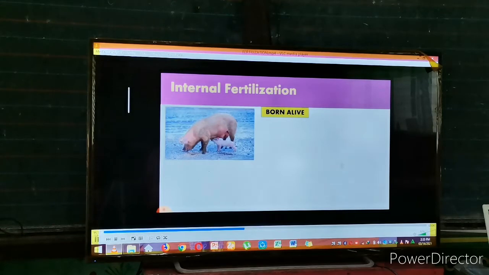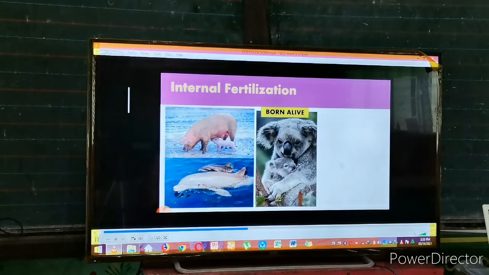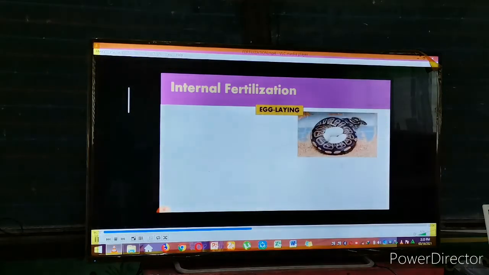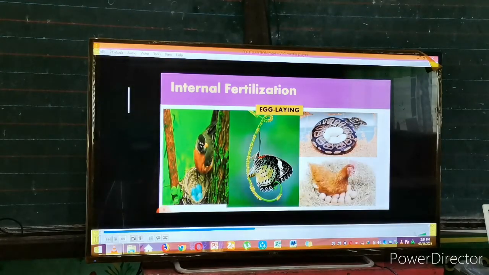Here are some examples of animals that are born alive. So we have the pigs with its piglet, the dolphin, the koala, and bats. Bats are considered as flying mammals. These are the egg-laying animals. We have the snake, birds, butterflies, and chicken.